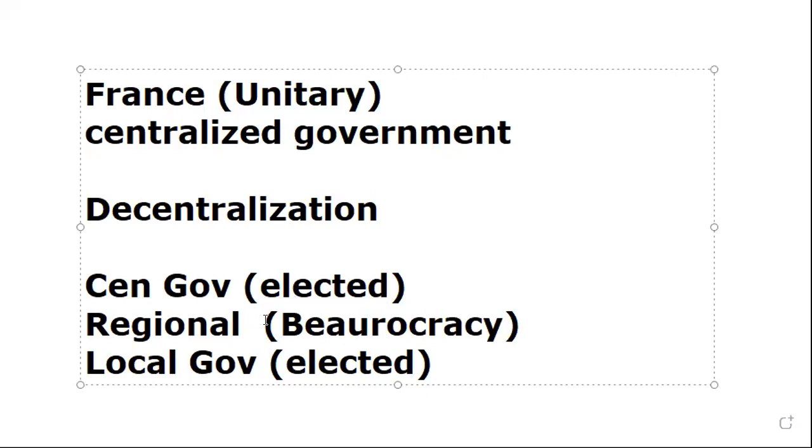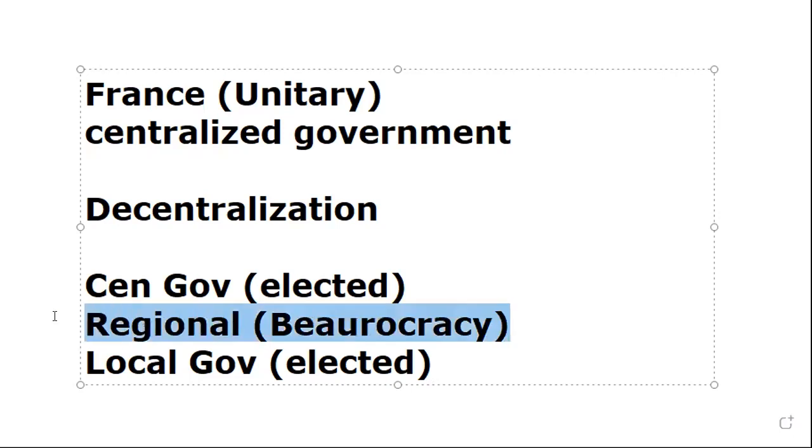So it's a bureaucracy. The permanent executive is the one who runs the regional level of government. So in the middle level between central government and local government, where you have a mayor, you have a president, in between you don't have a regional elected body. It is run by the bureaucracy, the permanent executive of the country, the public sector. So this is what's happening in France.